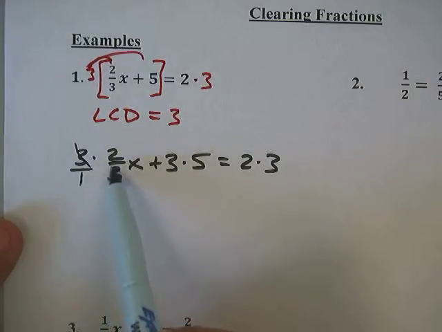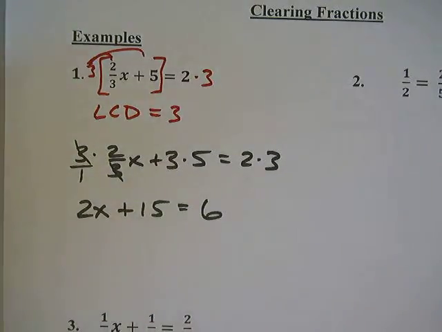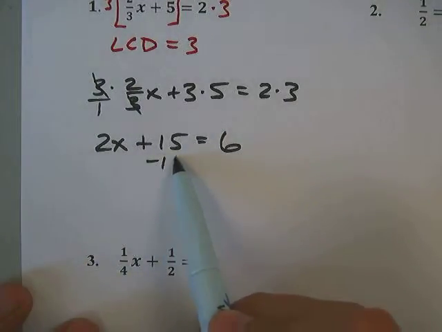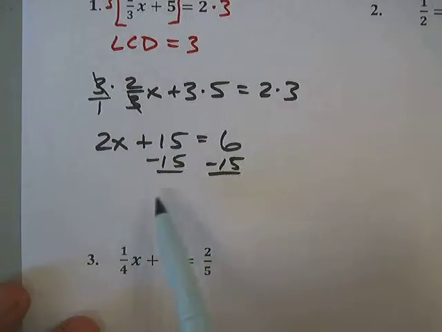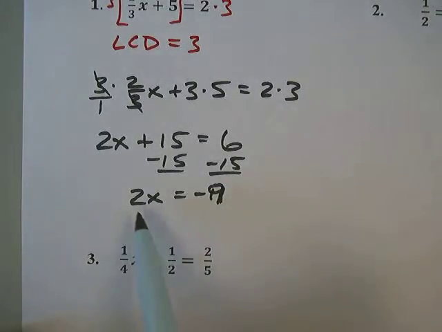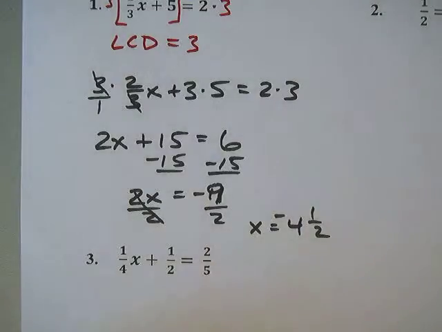And the whole point is, when I do this, you notice the 3's cancel and I get 2x plus 15 equals 6. No more fractions, just like that. And so from here on, everything else is pretty normal. I'd subtract 15. 2x equals negative 11, or pardon me, negative 9, not negative 11. And then I would just divide by 2. And so I'd get x equals negative 9/2, or negative 4.5. And that's really all there is to it in terms of clearing fractions.